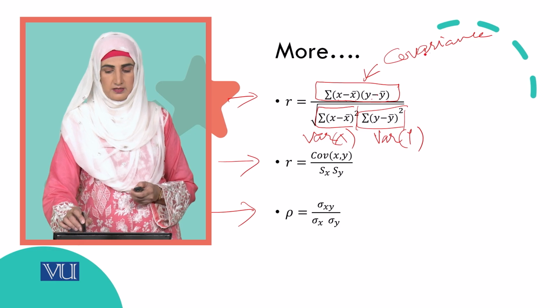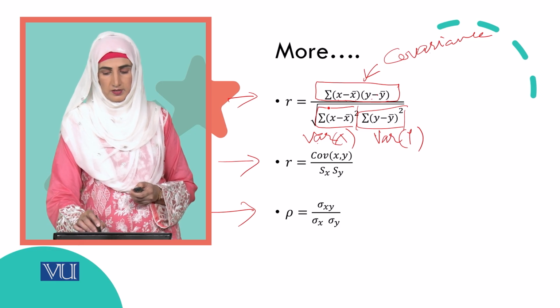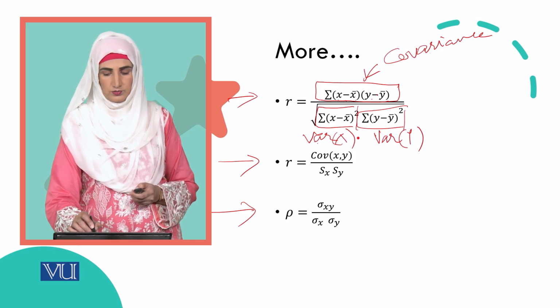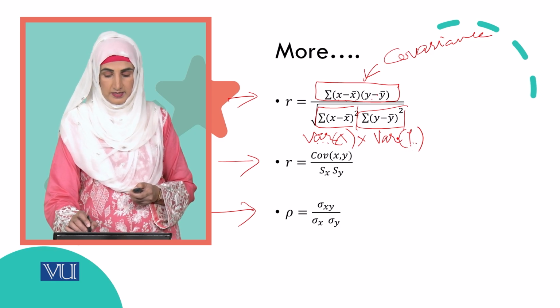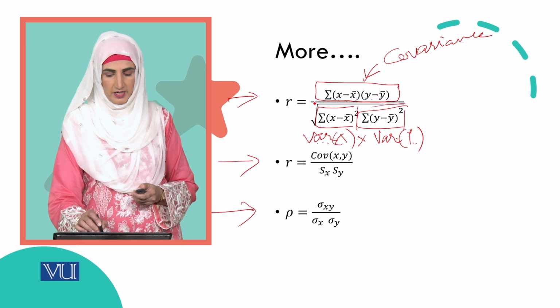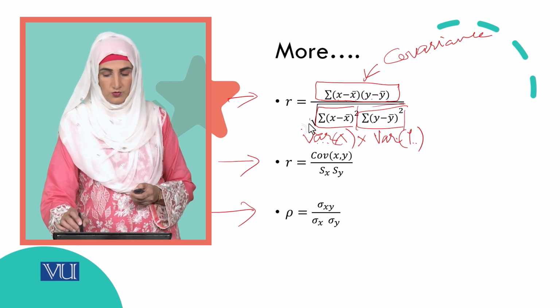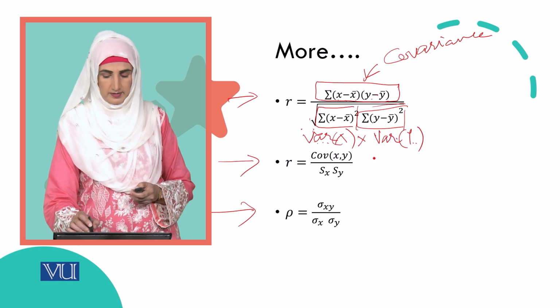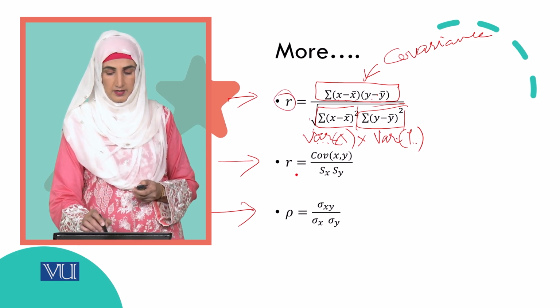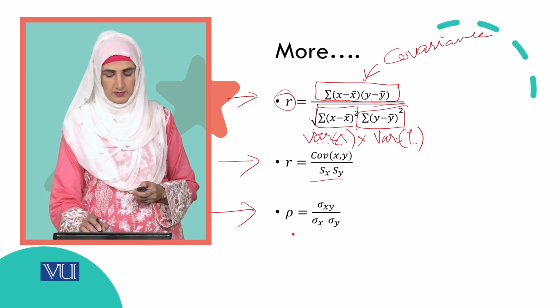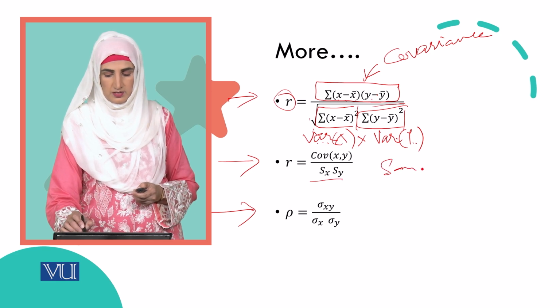So covariance divided by under root, it means you have to take one term by multiplying both of them, variance of x and variance of y. We have the square term, so we have to take the square root of this term, make it single. So covariance divided by variance is also called correlation. So this is for the sample use.